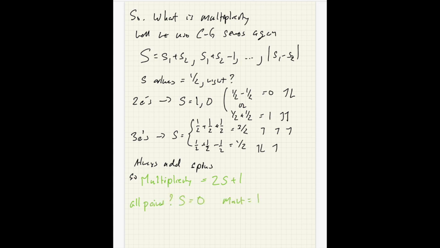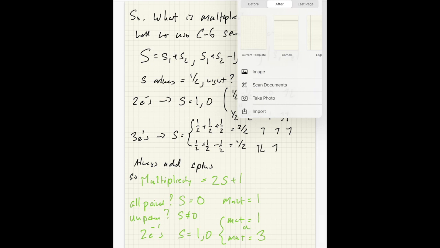If they're unpaired, S is not equal to 0, and the multiplicity will be different. Depending on the configuration, it can either be a singlet or a triplet. So you can start thinking about these as the number of possible ways to arrange it. With a singlet, there's only one way to do it, whereas with a triplet, there's three. So let's look at an example of this.